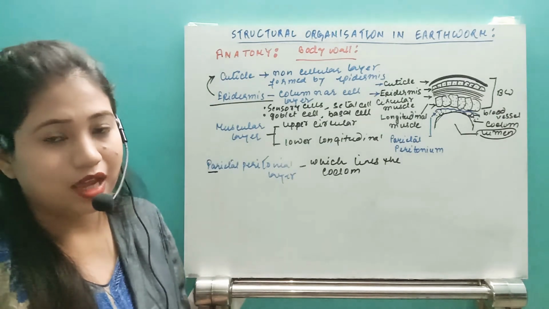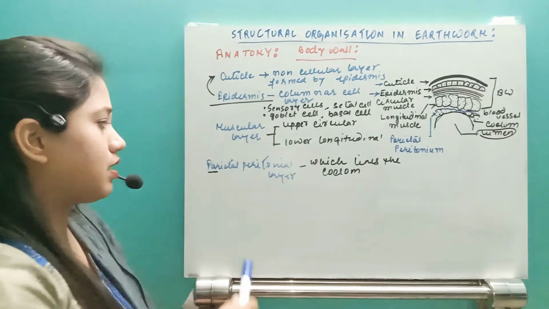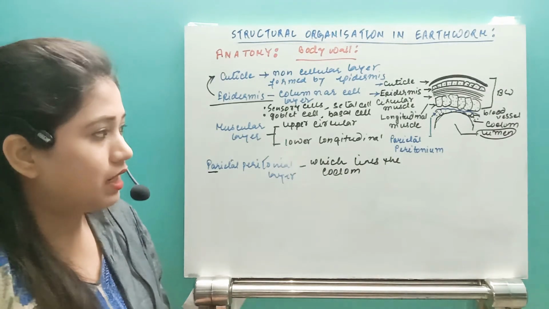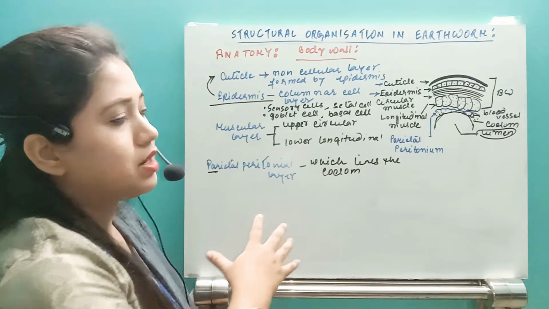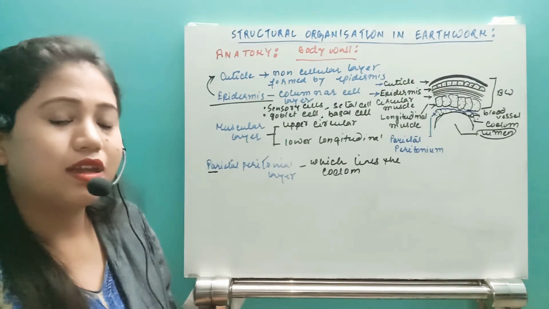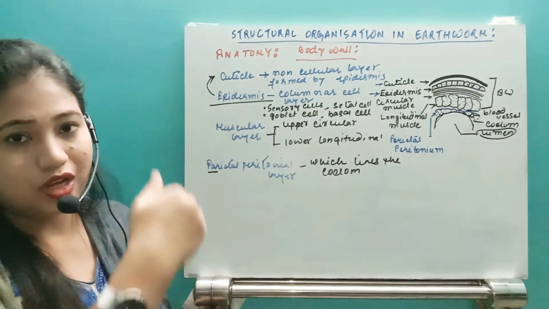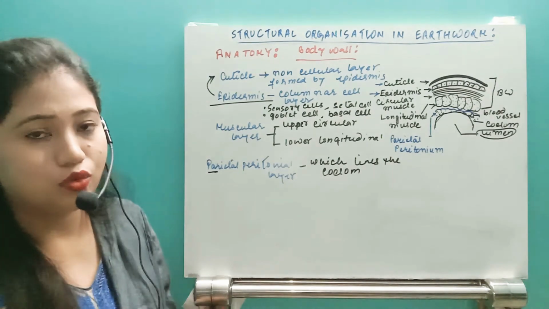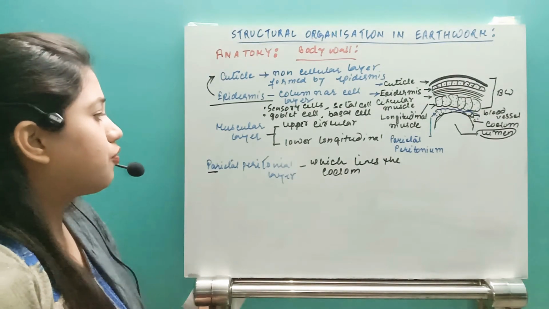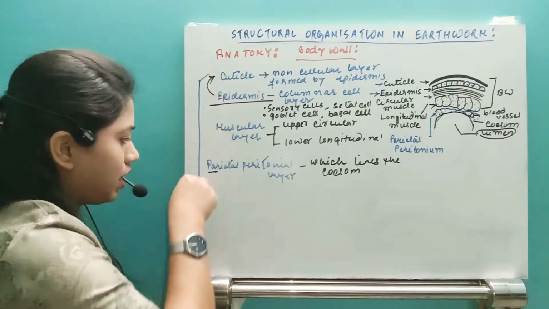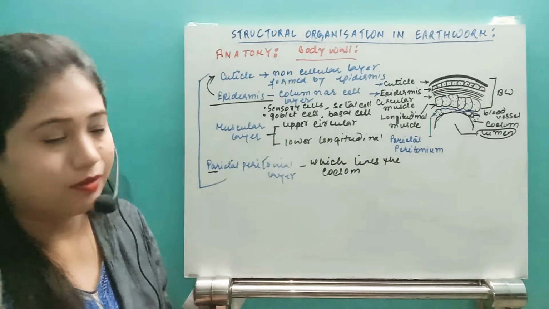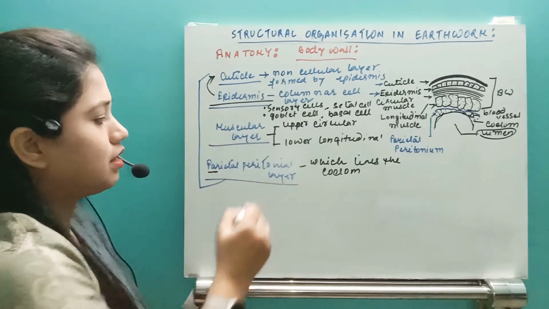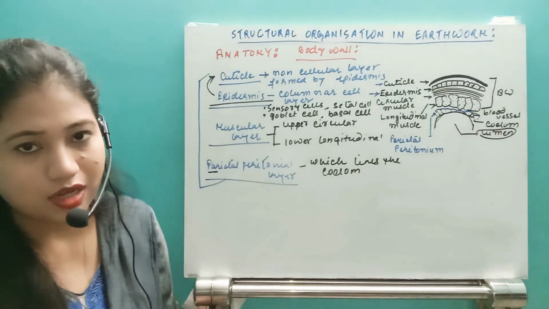Just behind that they have the muscular layer, and just after that the parietal peritoneal layer, which lines the coelom from the upper side. Just behind it they have the coelom, and just after that the lumen. So these are the four layers that form the body wall: cuticle, epidermis, muscular layer, and the parietal peritoneal layer.